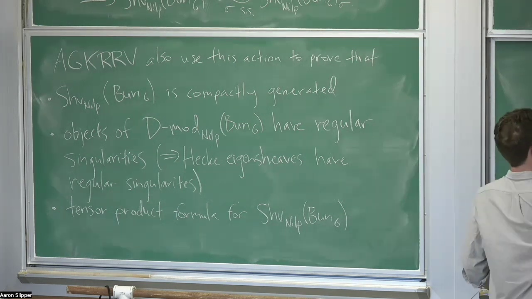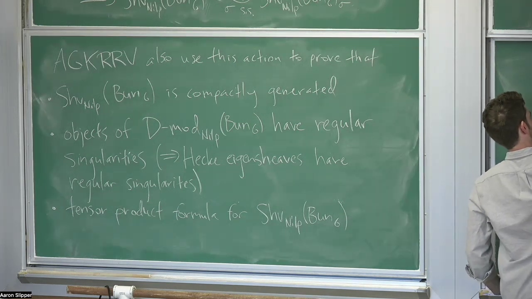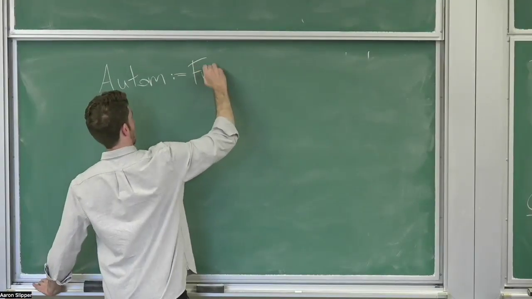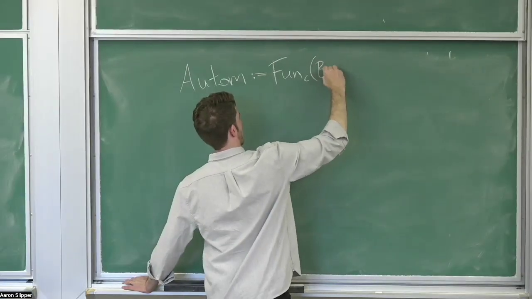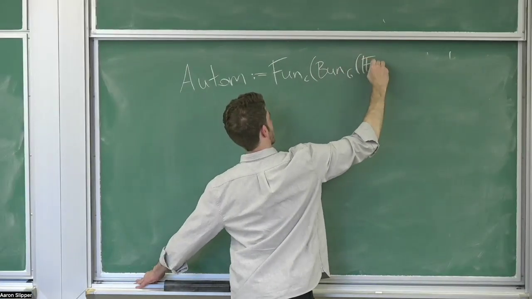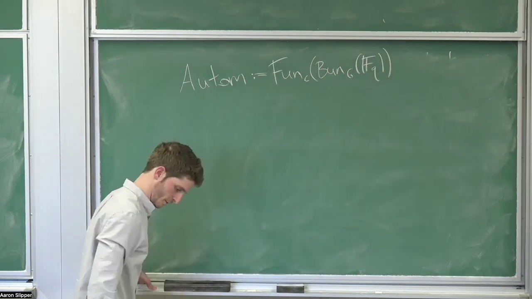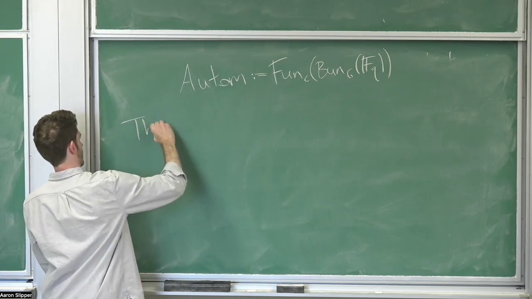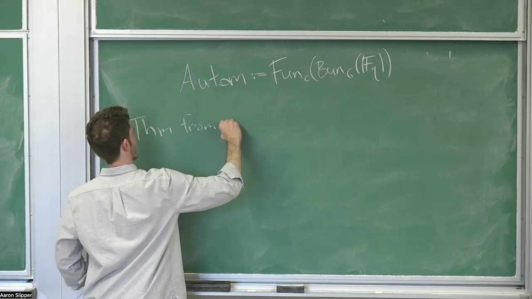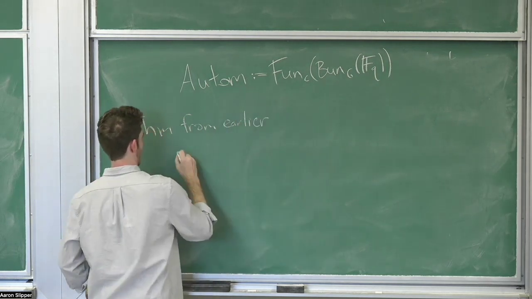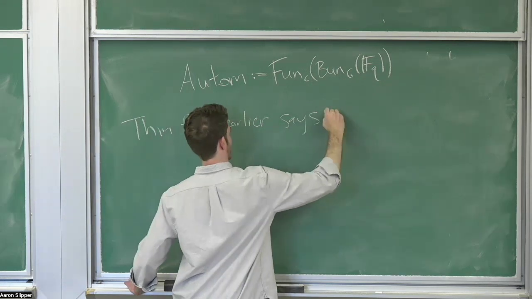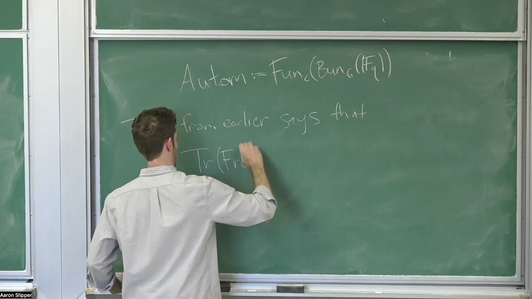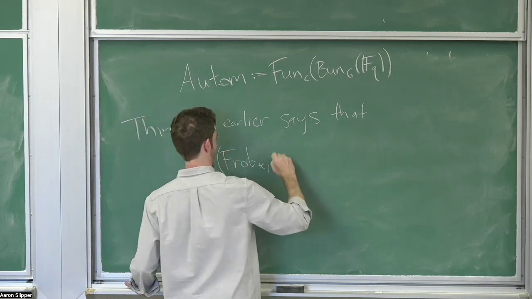All right, so the next thing, right? Arithmetic. So from now on, I'll write this, their notation for the space of unramified automorphic functions. And in particular, one of the theorems from earlier exactly said that this space is the trace of Frobenius star acting on Sheaves null.